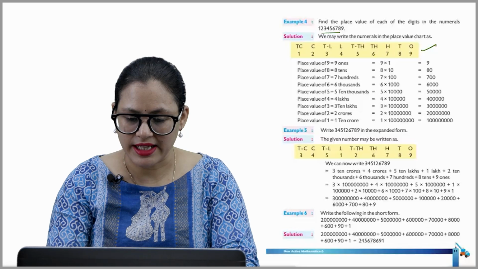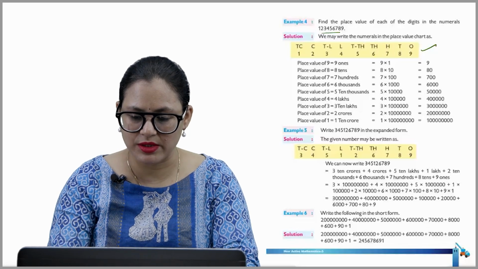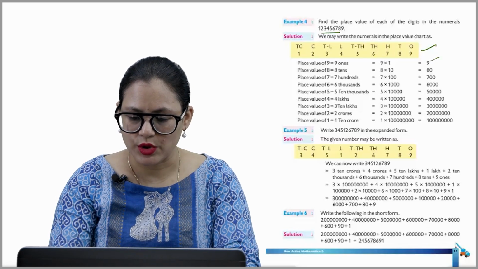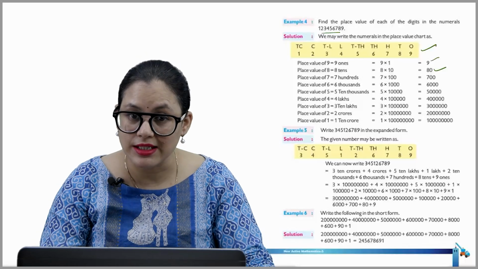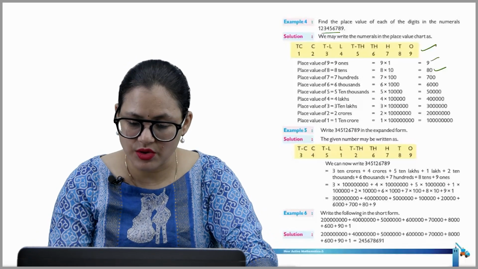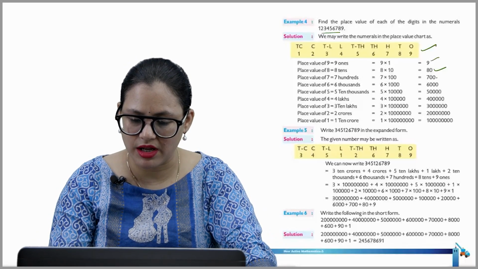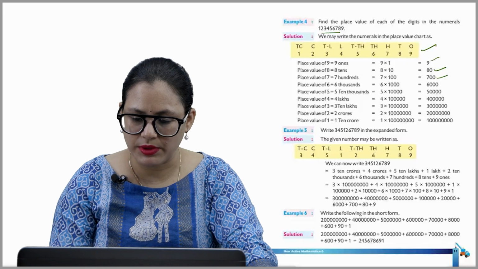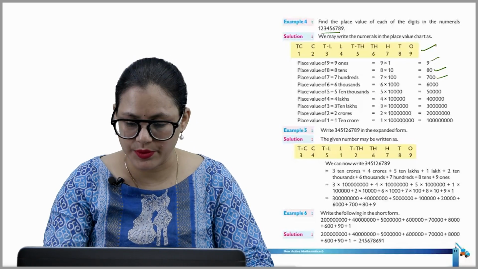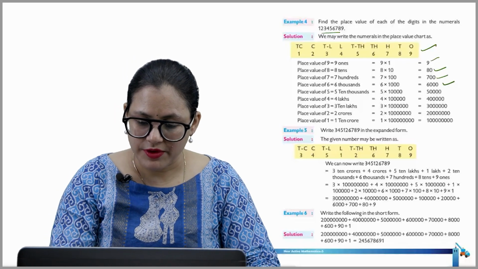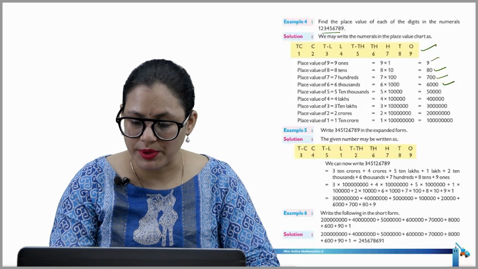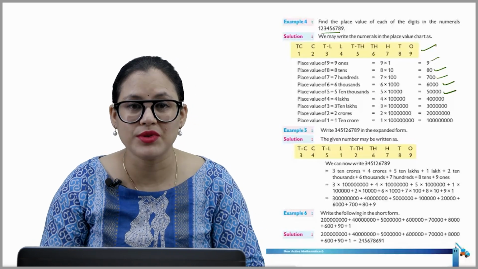9 is at the 1's place, so its place value is 9. 8 is at the 10's place, so its place value is 80 or 8 tens. 7 is at the 100's place, so its place value is 700. 6 is at the 1000's place, so its place value is 6000. 5 is at the 10,000's place, so its place value is 50,000.